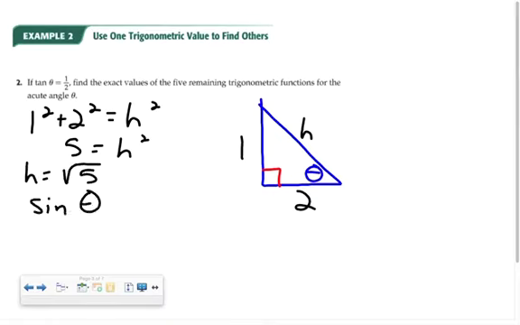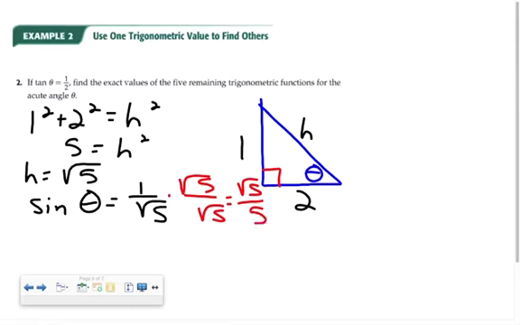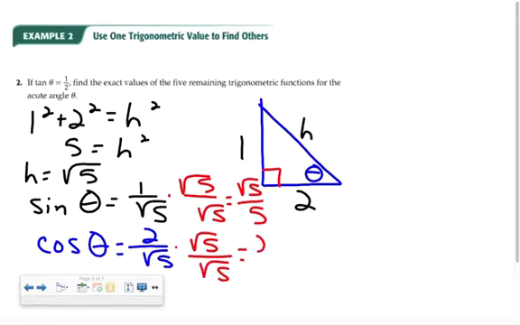So that means that the sine of theta will be 1 over radical 5. Ooh, we can't leave it like that. So we simplify it. We rationalize the denominator. And we get radical 5 over 5. The cosine of theta is 2 over radical 5. And once again, can't leave it like that. We rationalize the denominator, and we get 2 radical 5 over 5.